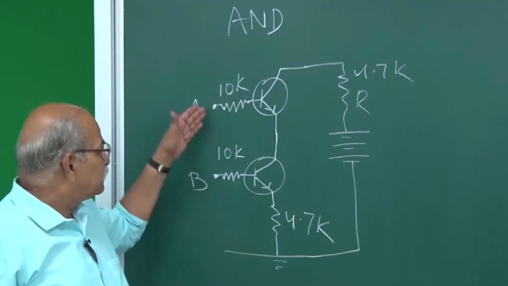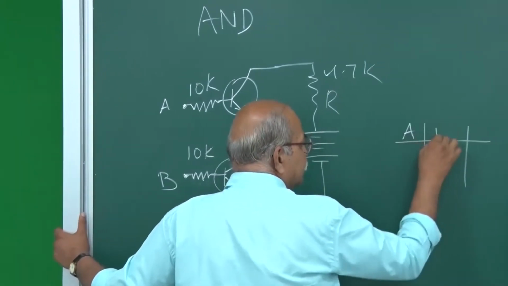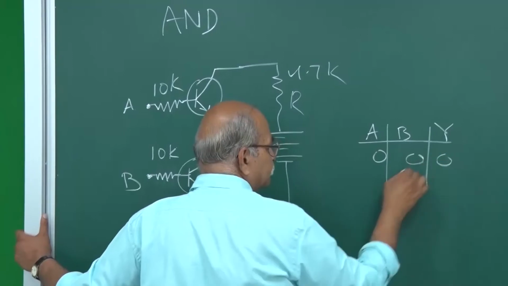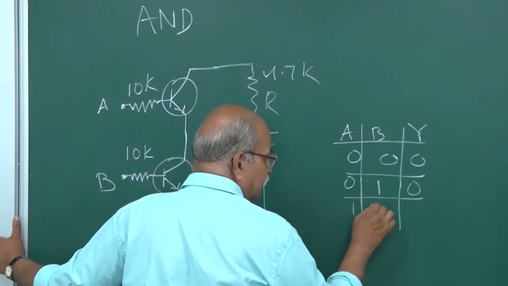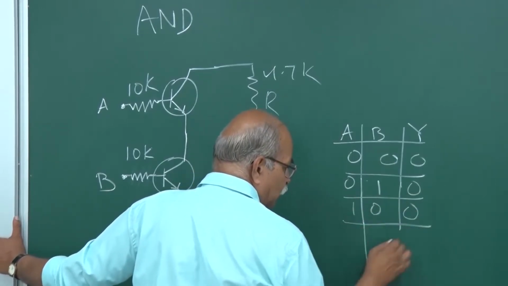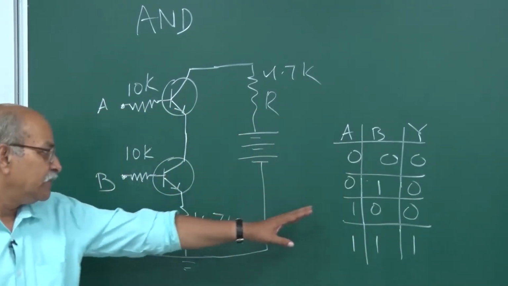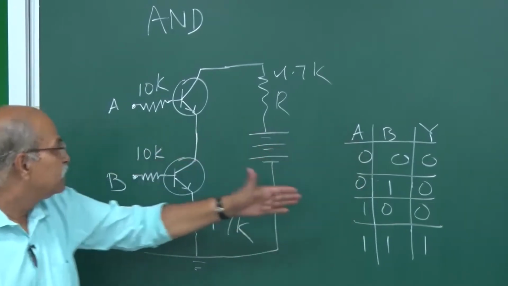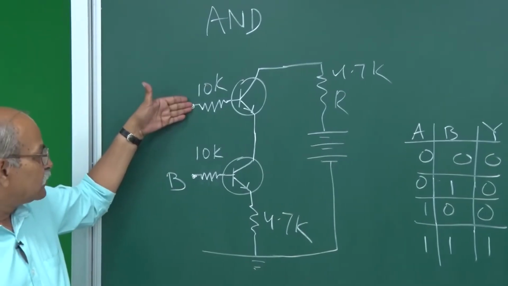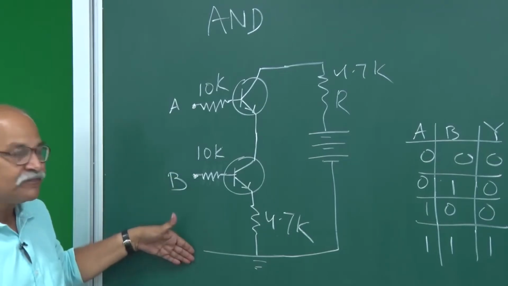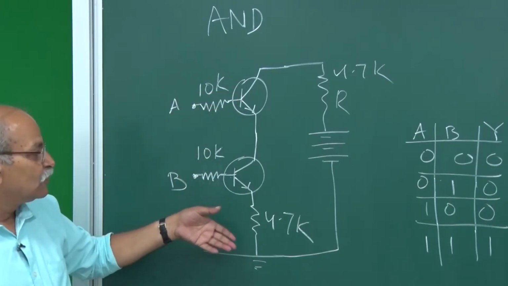So, what happens if these A and B, which are the input points, remember for AND gate what I need is the truth table is 0 0 0, and then 0 1 is also 0, 1 0 is also 0, and only if both the inputs are high the output is high, that is the truth table. So, if A is 0, B is 0, you are not giving any biasing here, you are not giving any biasing here, you are connecting it to ground, you are also connecting it to ground. In that case, both the transistors are in cutoff mode and therefore no current goes.